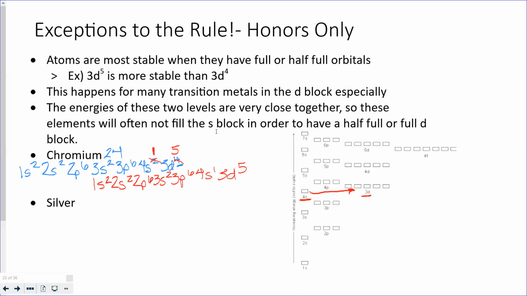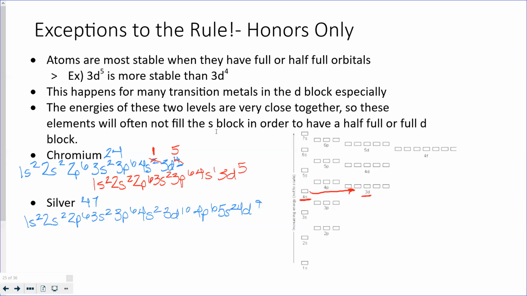Let's look at silver. Silver is another one that does this. Silver is number 47 on our periodic table. I'm going to write out the normal configuration so you can see it. So it would be 1s2, 2s2, 2p6, 3s2, 3p6, 4s2, 3d10, 4p6, 5s2, 4d9.